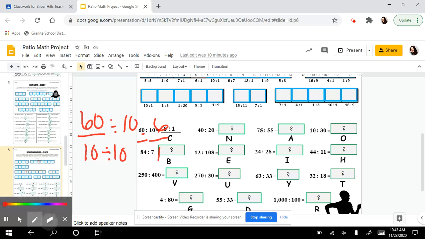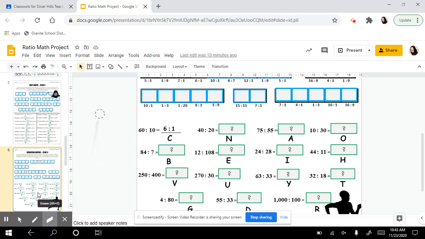Okay, so let's look at our next one, which is 40 to 20. It's not the same because it doesn't necessarily mean I'm dividing by the denominator. Instead, I'm trying to find the greatest factor that divides into both of them. So it's just like simplifying fractions to simplest form. And that's what I'm going to do for all of these, and then plug in my number.